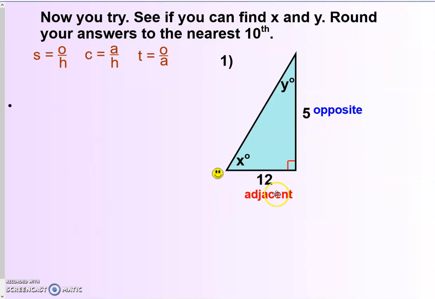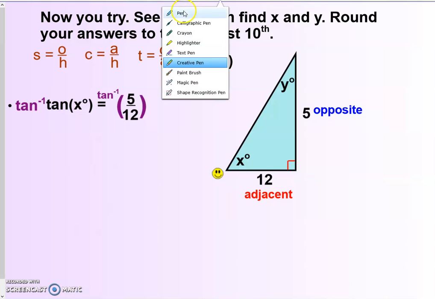What compares opposite to adjacent? Well, that's the tangent function. So we could say the tangent of x is the opposite over the adjacent. So now we have to get rid of tangent. Well, the only thing powerful enough to undo a tangent is, you guessed it, the inverse tangent. So we take the inverse tangent of both sides.